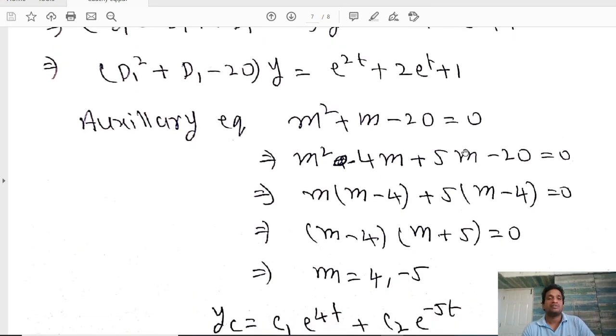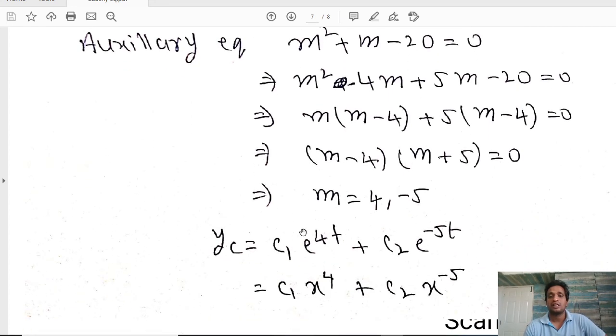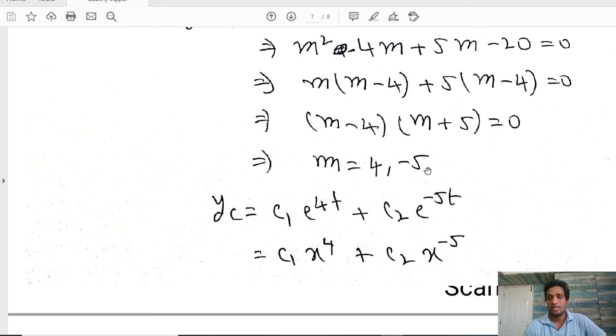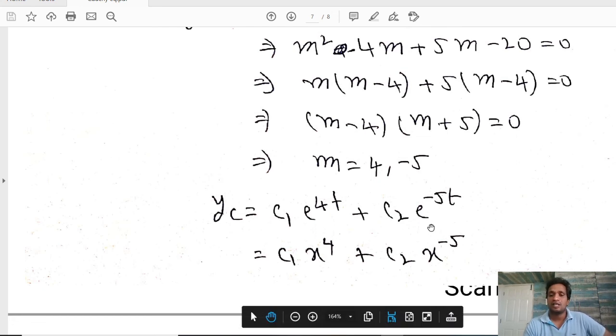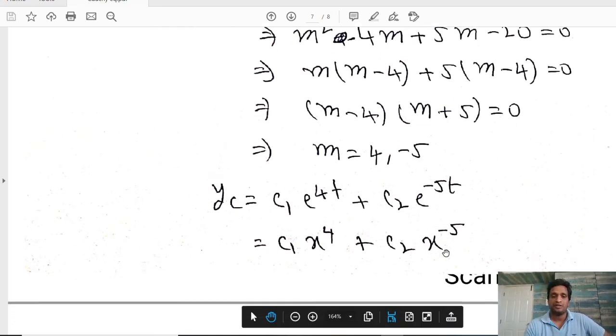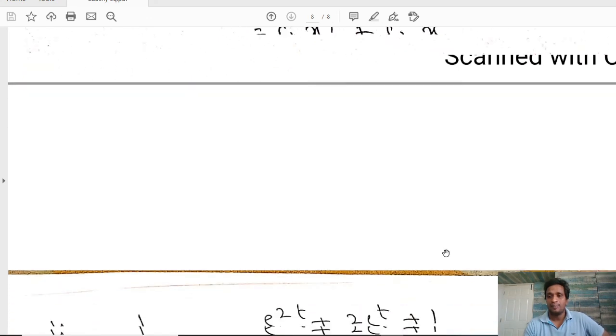So the auxiliary equation becomes m square plus m minus 20 equal to 0. If I simplify this, the roots I got are 4 comma minus 5. So yc is equal to c1 e power 4t plus c2 e power minus 5t. E power t means x, so e power 4t becomes x power 4. Similarly, it becomes x power minus 5. Let's move to the yp.